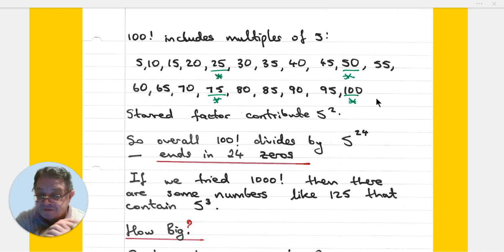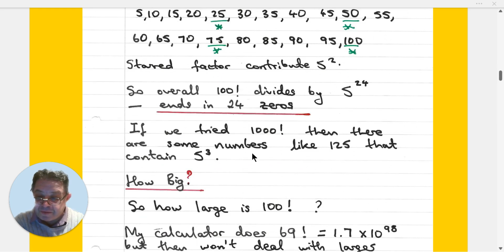If instead of 100 factorial we tried 1,000 factorial, then we'd have the multiples of 5 and 25, but also multiples of 125, and we'd have to take those into account. So there's a question for you to have a go at. If we do 1,000 factorial, how many zeros will that end in?